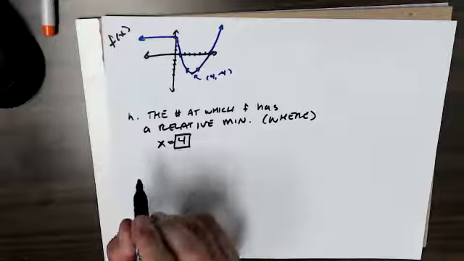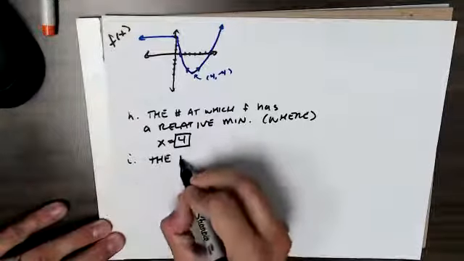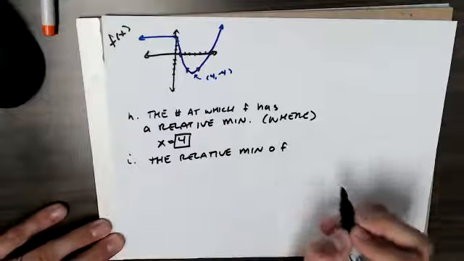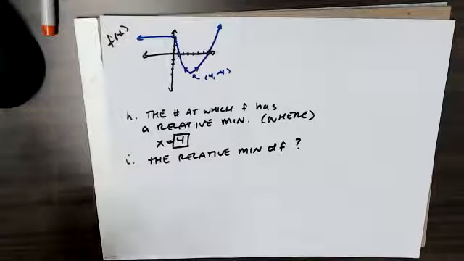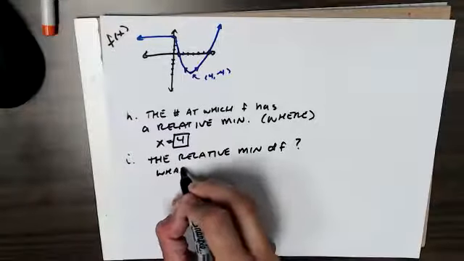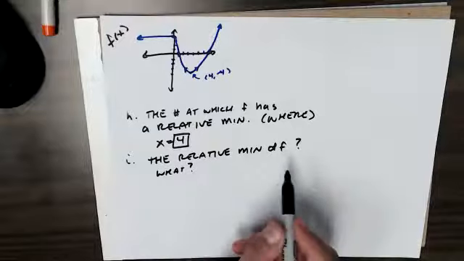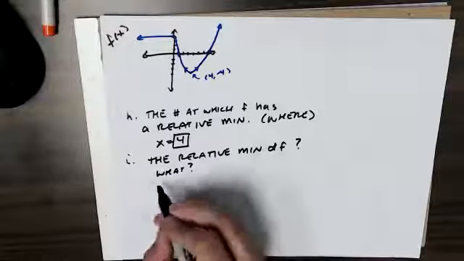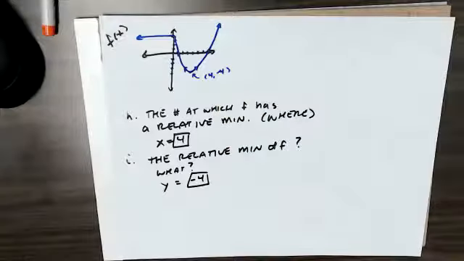Next, it asks what the relative min of f is. Well, that's the what question. What is the relative min of f? That doesn't even sound like a sentence, the relative min of f. I wish I would have written that as a sentence because this is an academic book. But that's fine. That's the y value, negative 4, right? It occurs at y equals negative 4. So that is the relative min, okay?